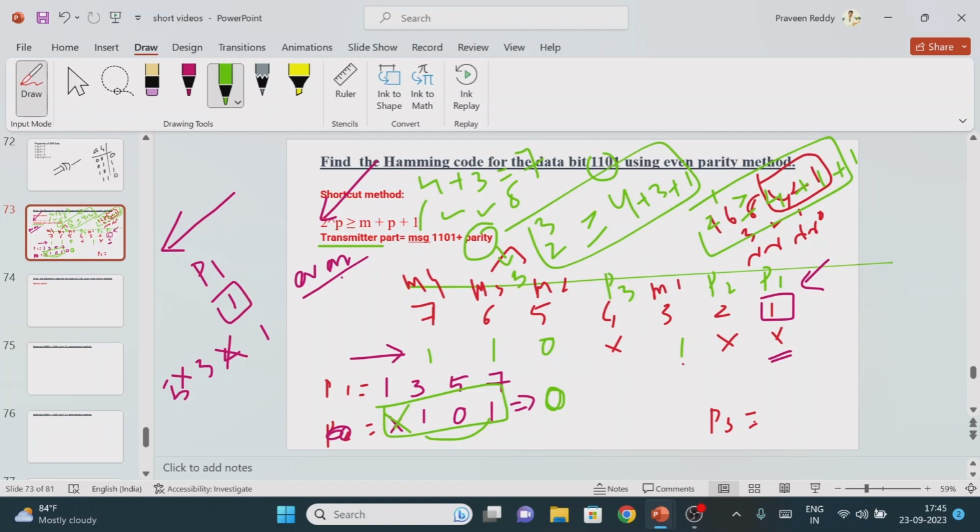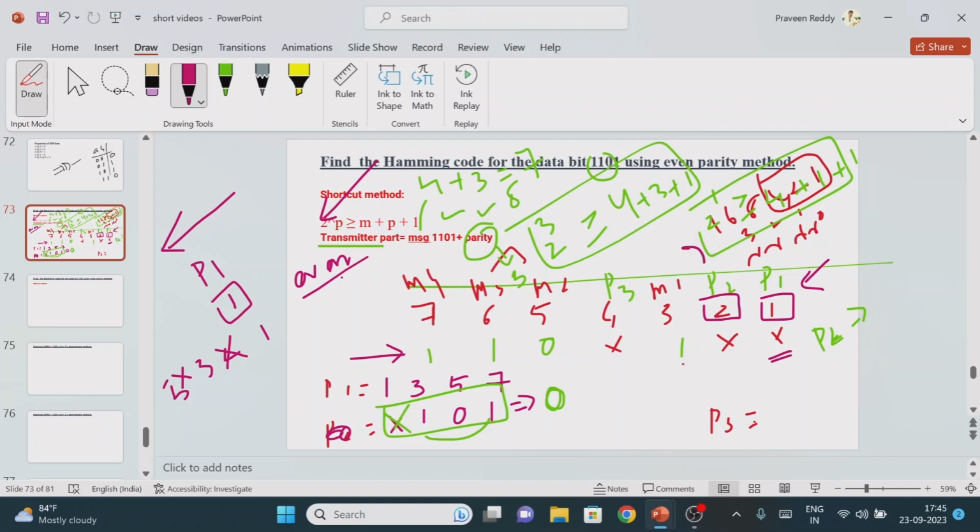Simple thing. Now we'll try to find out the P2 value, right? How to find out the P2 value? In which location do we have the P2 value? We have it in the second location. Second location means at a time we need to consider 2 bits. First location means at a time we need to consider 1 bit.